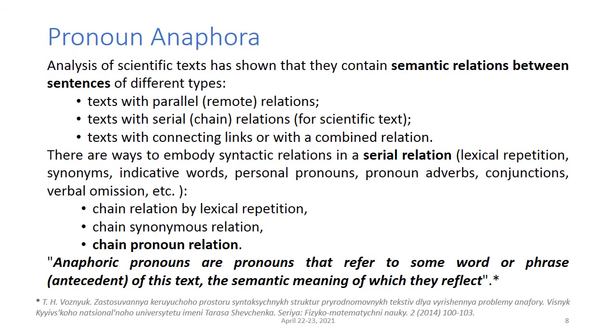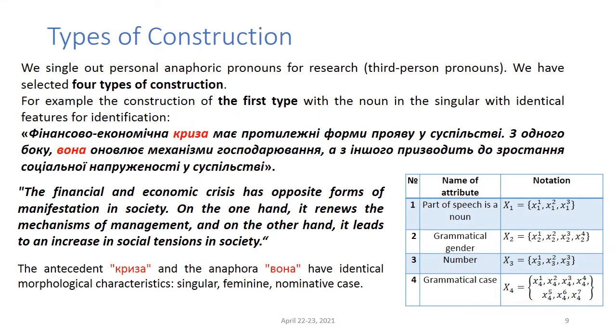Analysis of scientific text has shown that they contain semantic relations between sentences of different types: text with parallel relations, text with chain relations, and text with connection links or with combined relations. We concentrate on the chain pronoun relations. The main idea of this research is to add an additional model to the TextRank algorithm, which helps us to identify the additional relations between sentences. We analyzed 4 types of pronouns in our work.